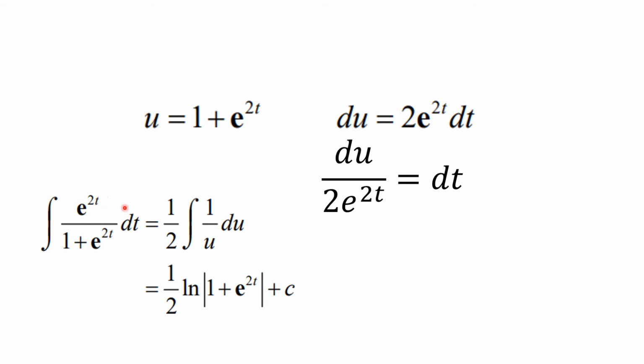Magic will happen, and I will pull the 1/2 through the integral. I'll have 1 over 2. This is the integral of 1 over u du, and that's going to be the ln, the absolute value of u, and then I will replace u with what it was in my native variable, and so this is the answer to that problem.